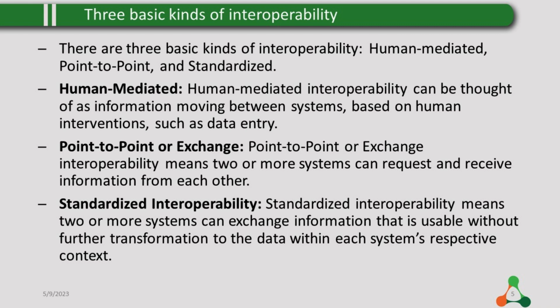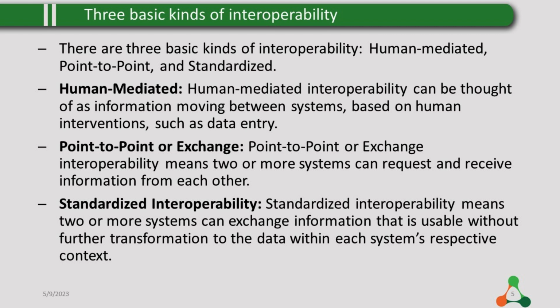2. Point-to-point or exchange. Point-to-point or exchange interoperability means two or more systems can request and receive information from each other. An example of point-to-point or exchange is that the data manager at a hospital receives a request for patient information from another hospital. She generates the patient summary report from her hospital's electronic medical record system. She then selects the option to send the report electronically to the other hospital, which then uploads the report into its own record system using a specially designed software feature.